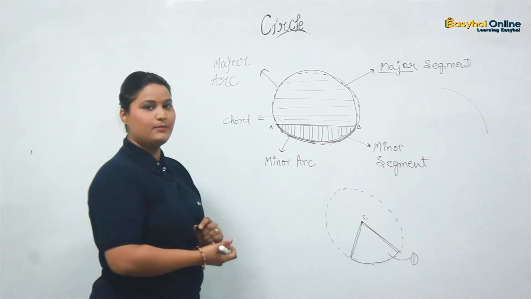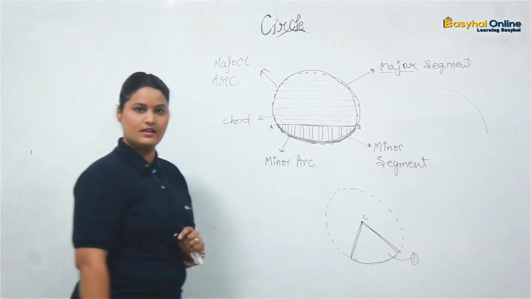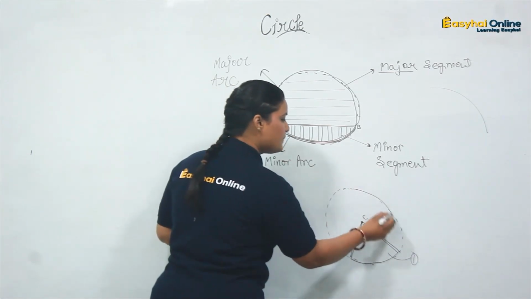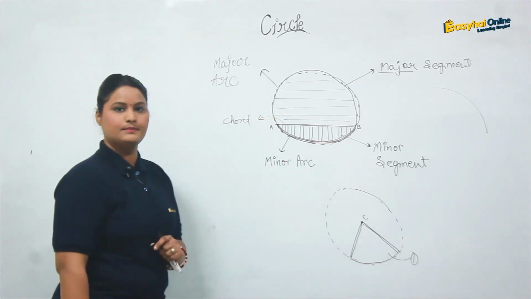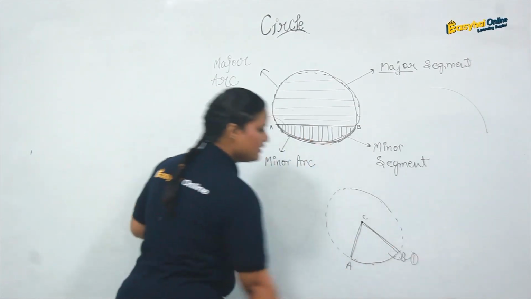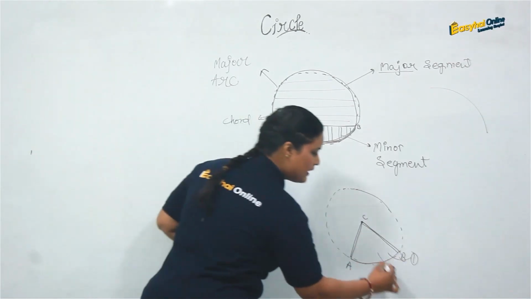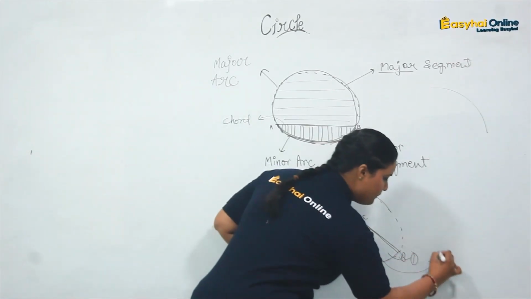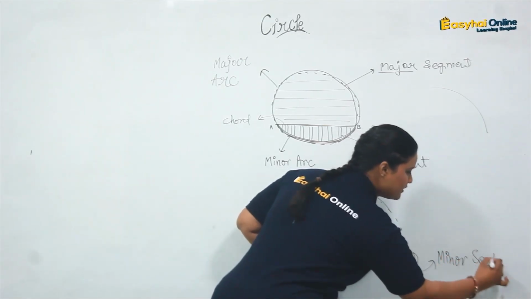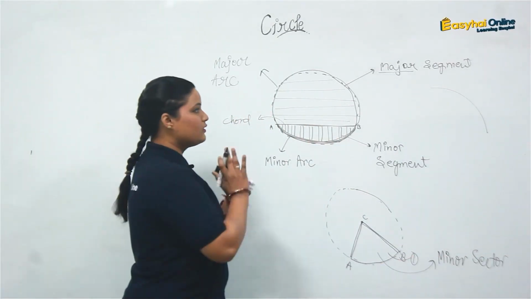In mathematics, I can say that this is the smallest part of the circle and this is the largest part of the circle. If I name it A and B, this part is known as the minor sector. This is known as what? Minor sector.